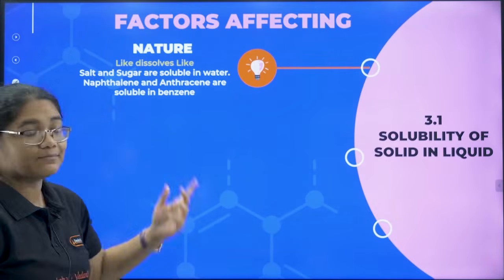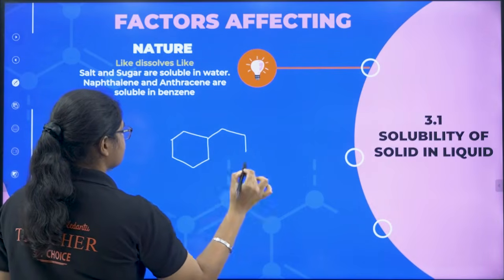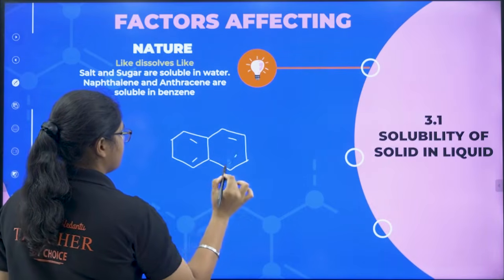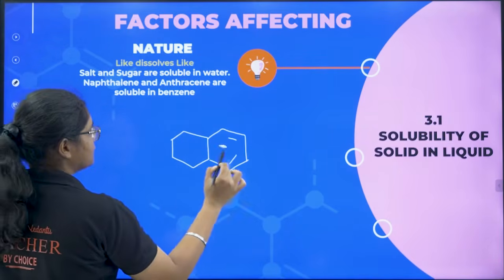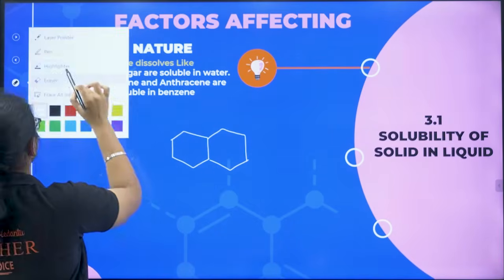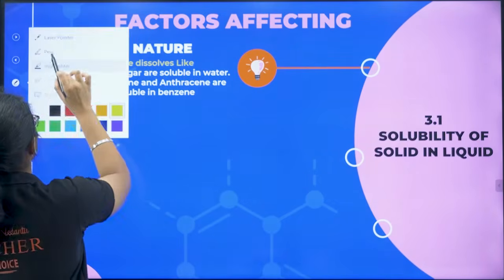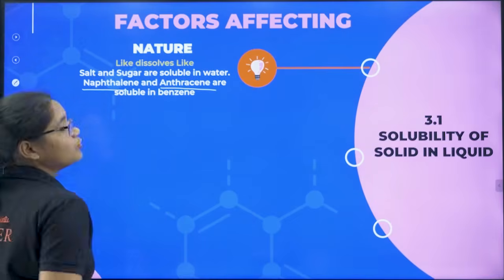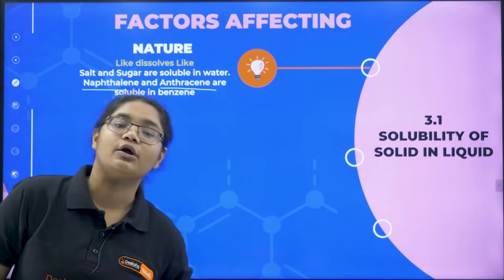Naphthalene and anthracene. If you see, naphthalene structure is like this. It's also a non-polar molecule. So naphthalene and anthracene both are non-polar, and benzene is also non-polar. So non-polar will dissolve in non-polar.